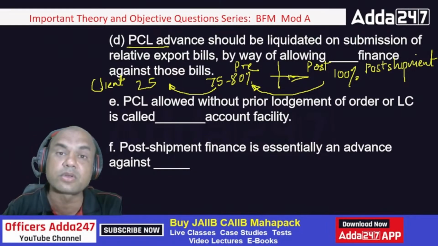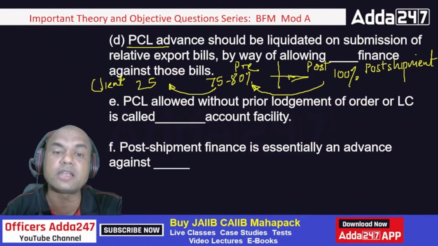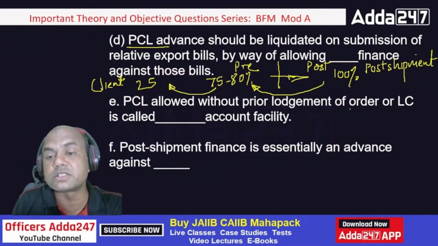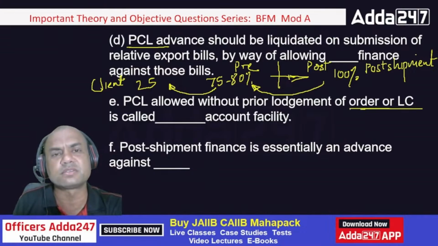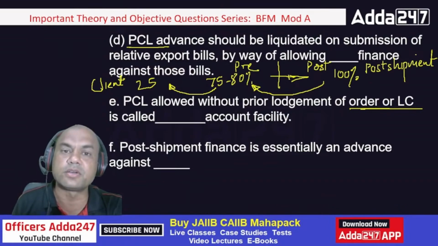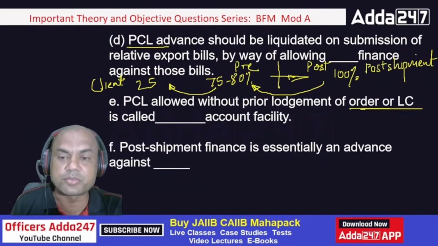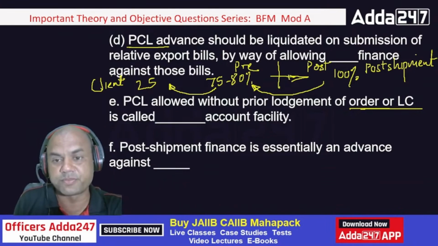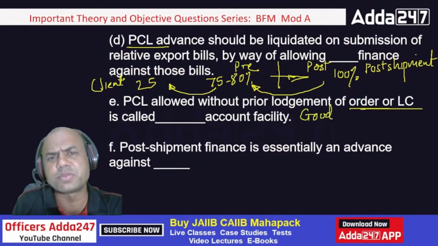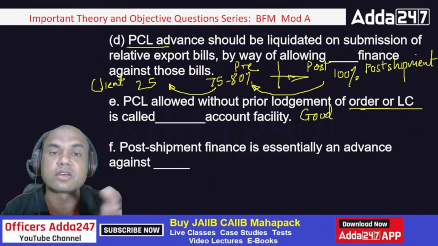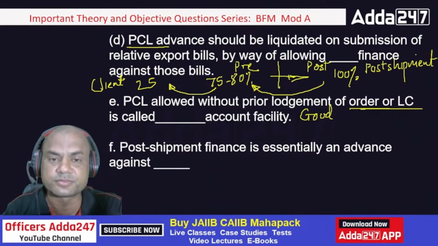Now what is the question over here? Look at the question. The question says that without prior lodgement of order, no order is received and you are just financing it. How is it possible? Is it possible? It is possible. How is it possible? It is possible for good corporates. The corporate should not be large. Large means what? When I say large, it means Reliance, Tata's, or Infosys, all these.